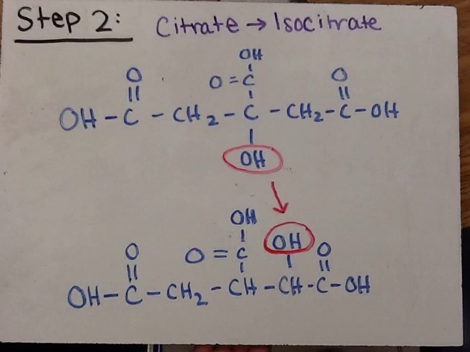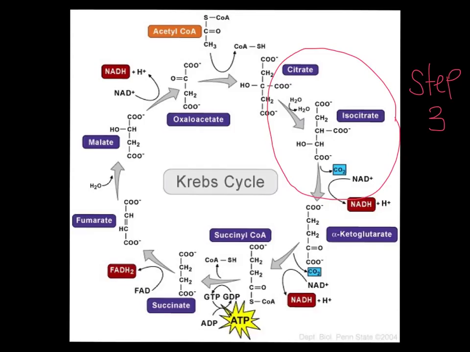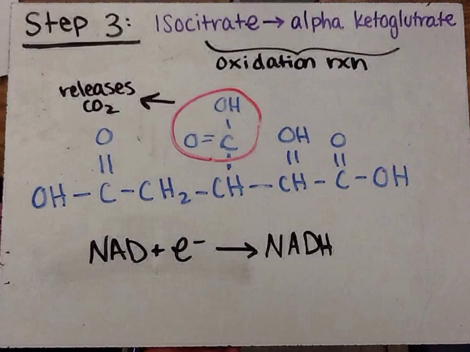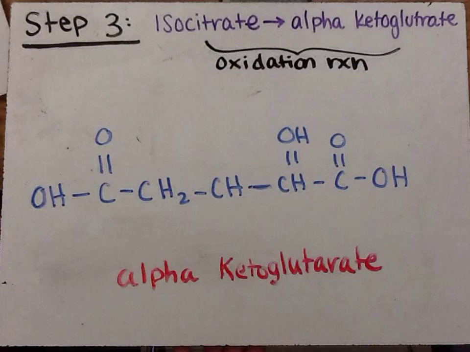In the next step of the Krebs cycle, citrate is rearranged to the molecule isocitrate. In the next reaction, isocitrate is oxidized to alpha-ketoglutarate. As it is an oxidation reaction, an electron is added to NAD to release NADH. A molecule of CO2 is also released. This officially forms alpha-ketoglutarate.